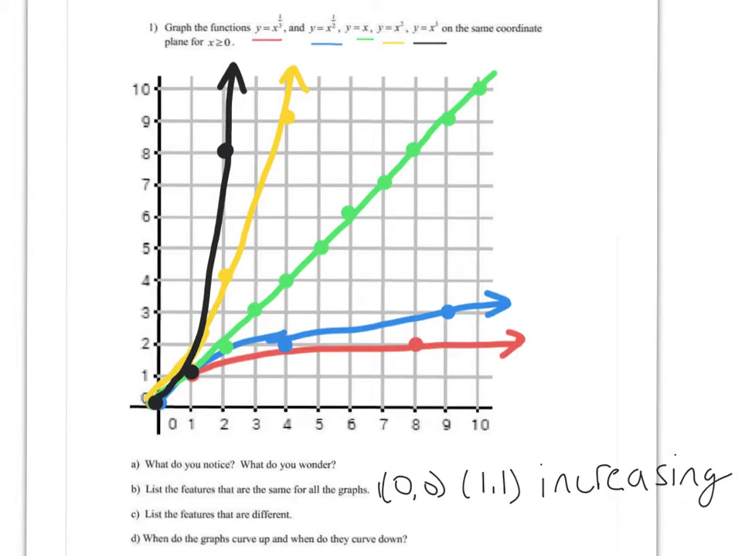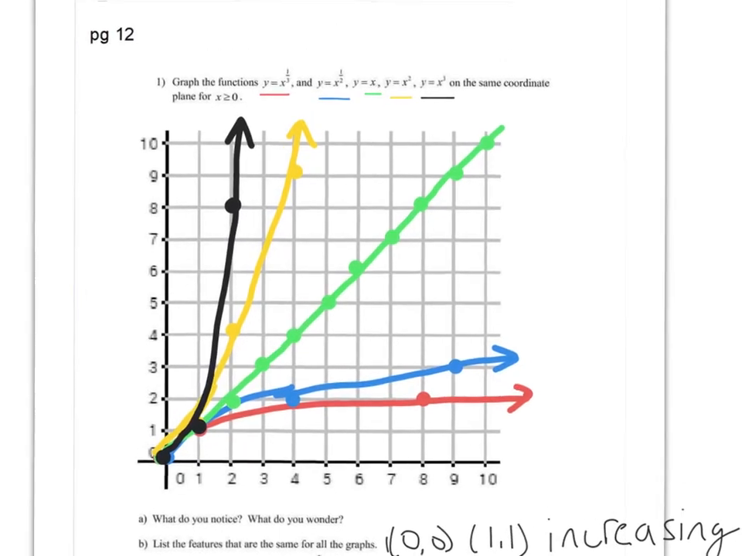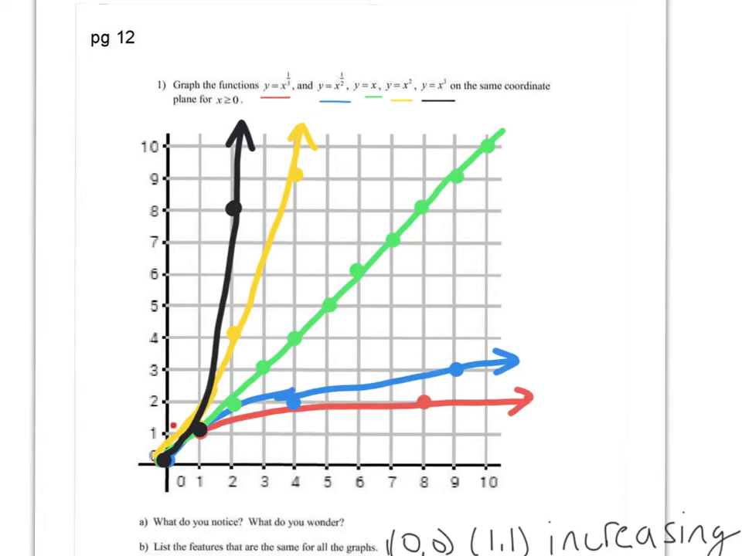And then for differences, I would say their steepness is different, or the rate at which they're increasing. So for example, if we compare, x to the third is increasing the fastest because it has the highest exponent, whereas x to the 1/3 is increasing the slowest because that has the smallest exponent.